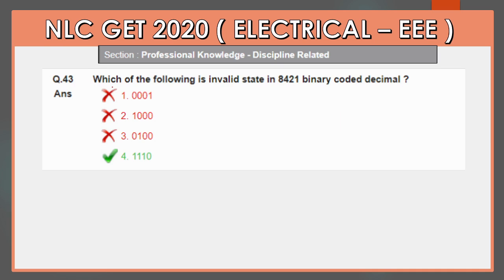Next question, it is saying which of the following is an invalid state in 8421 binary coded decimal BCD. In 8421 BCD, which is the invalid state? So I think this is the right answer, 1110. Others are valid and this one is the only invalid.